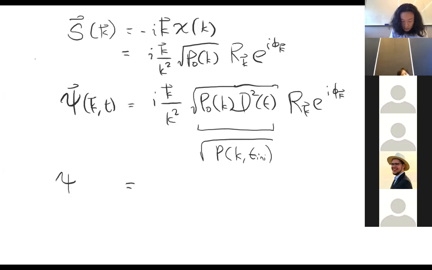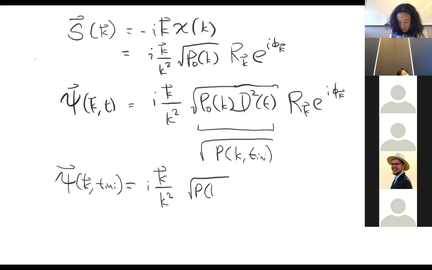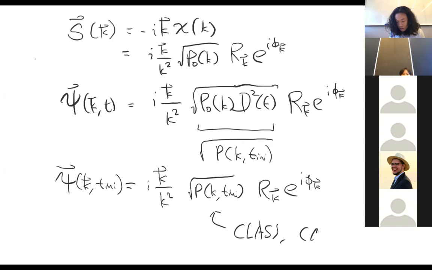So the displacement field in K space at the initial time is just i K on K squared, square root of P of K at t initial, and our random number. So that's it. You just have to compute this from some linear Boltzmann code. CLASS can give it to you, CAMB can give it to you, CMBFAST if you're a little older. So now you have a very clear recipe on how to go from linear theory to displacing the particles to accurately represent the cosmology that we are interested in.